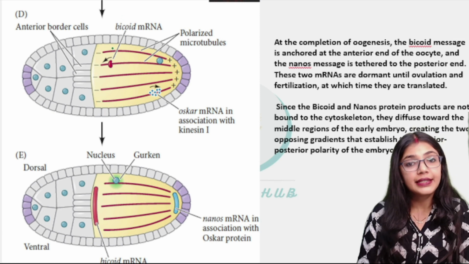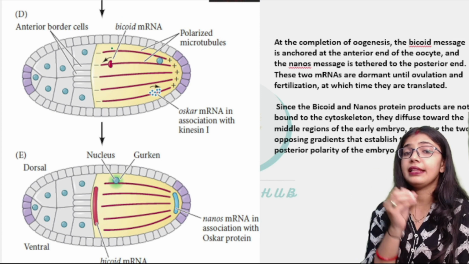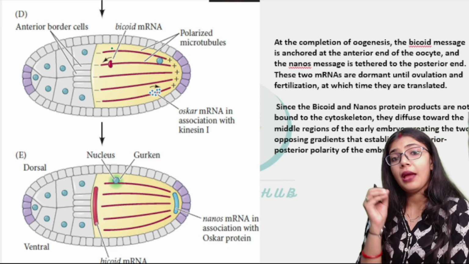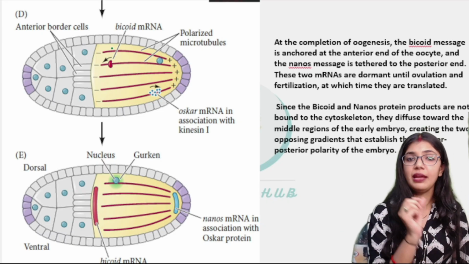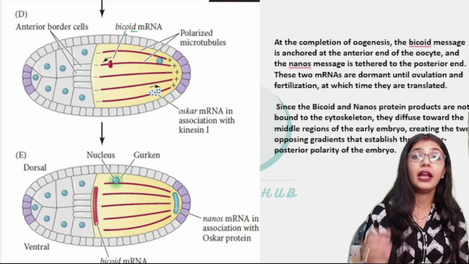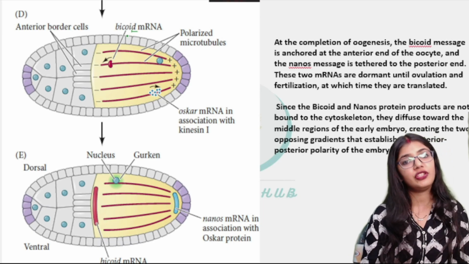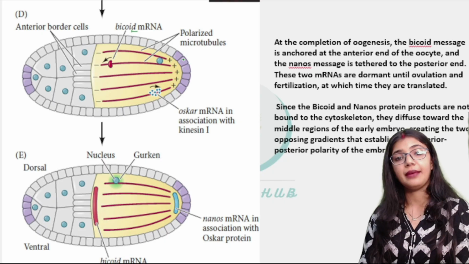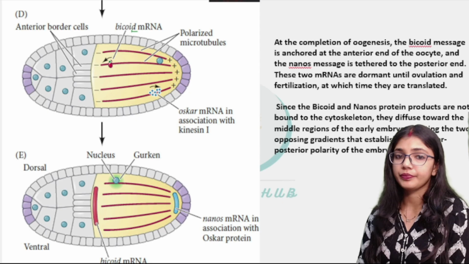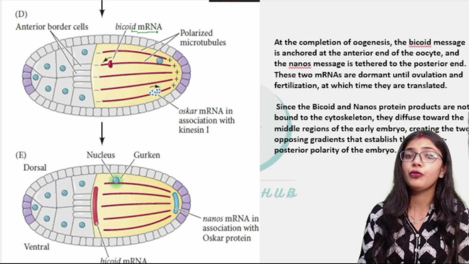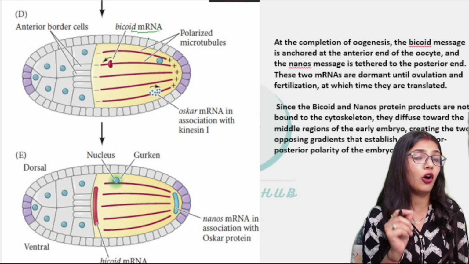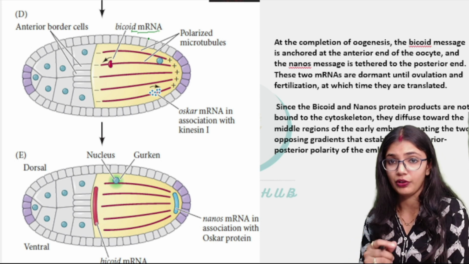Now let us see what happens. For maintaining the anterior and posterior axis formation, there are certain mRNAs which are responsible, like bicoid and nanos. Bicoid is present in the anterior segment, and nanos is present in the posterior segment, and they are in the form of mRNA before fertilization. They are not producing protein, or translation is not taking place, before fertilization.